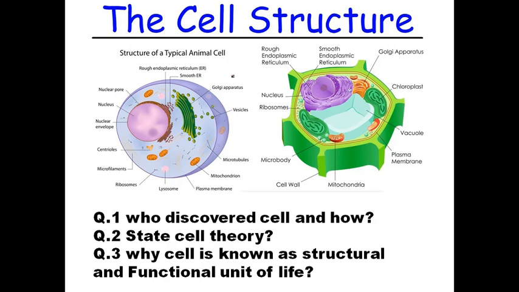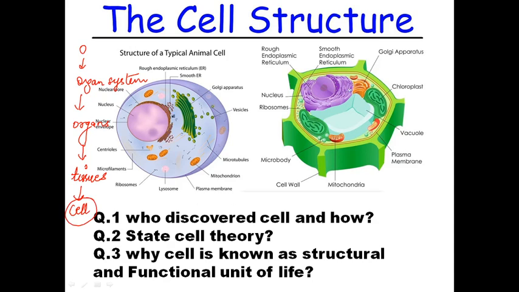So here you can see there are two types of cell. One is the typical animal cell and the other one is the plant cell. So as we know that all the organisms are made up of cells. Organisms are made from organ systems. Organ systems are made from organs. Organs have been made from tissues. And tissues are made from cells. So cells are known as the building block of life or the functional and fundamental unit of life.